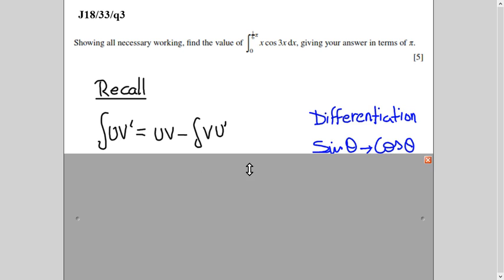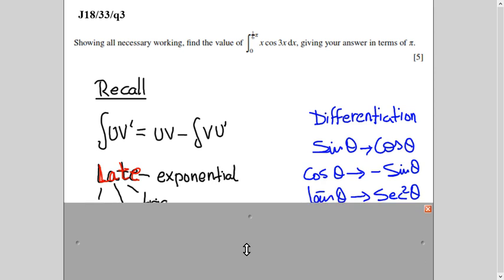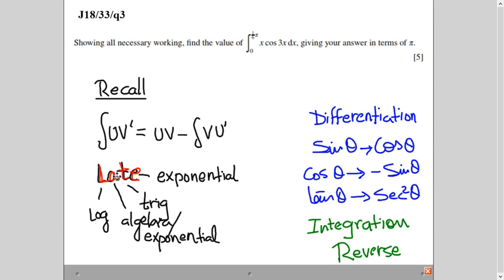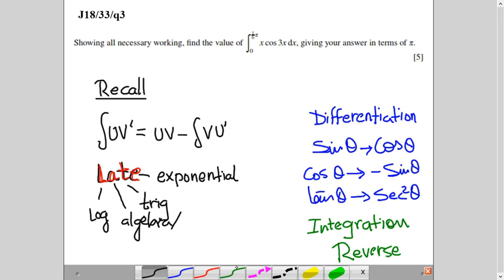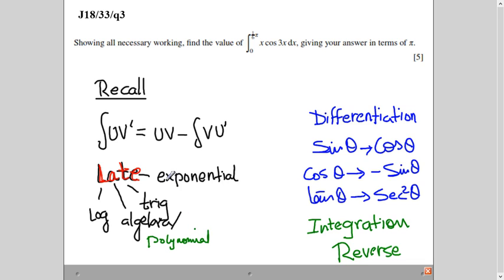The word LATE helps us to select this. L is for log, A is for algebra, which is not exponential, rather polynomial. Let me make a correction here, it was a misunderstanding. So it is basically polynomial: algebra or polynomial, the terms which are in x, like x square plus 2x. And E for exponential and T for trigonometric.